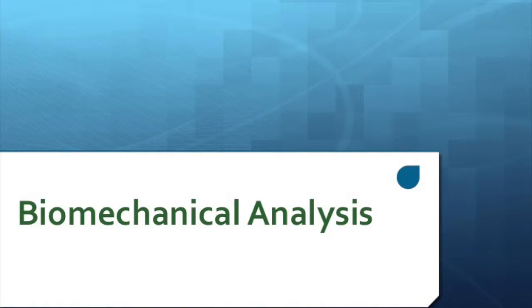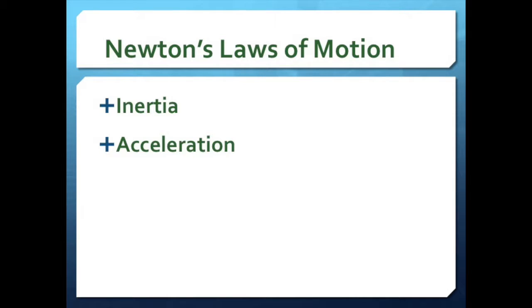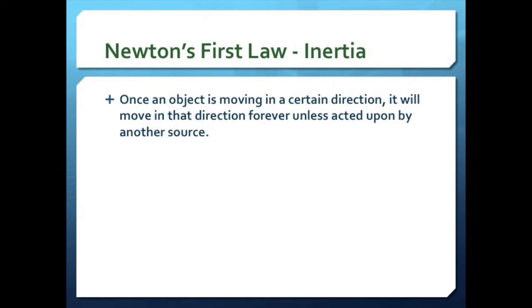There are many biomechanical principles that can be applied to the sport of hockey. However, for the purposes of analysing Tiana's dribbling movement pattern, I feel that it is most necessary to speak about Newton's first law and second law of motion, which are inertia and acceleration respectively. Newton's first law of inertia states that once an object is moving in a certain direction, it will move in that direction forever unless acted upon by another source.